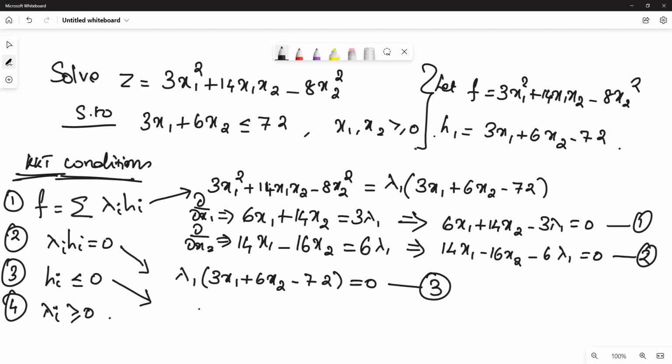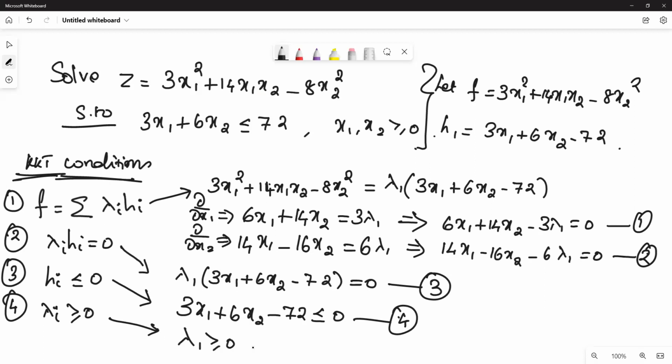Third condition is hi less than or equal to 0. Only one h here, so h1 less than or equal to 0. Single equation: 3x1 plus 6x2 minus 72 less than or equal to 0. Mark it as equation number 4. And the last condition, lambda i is greater than or equal to 0. Only one lambda here, so lambda 1 greater than or equal to 0. We have to check all these conditions.